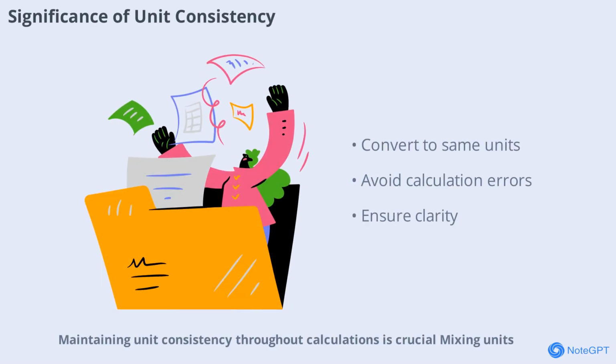Maintaining unit consistency throughout calculations is crucial. Mixing units, such as using meters in one part of an equation and centimeters in another, can lead to incorrect results. Always convert all quantities to the same unit system before performing calculations. This practice ensures accuracy and prevents misunderstandings, especially in collaborative projects.